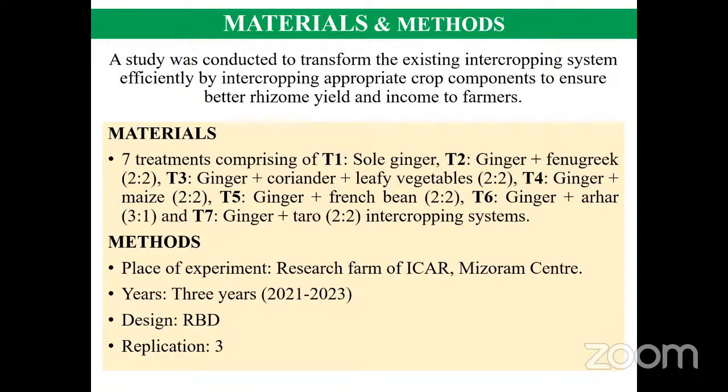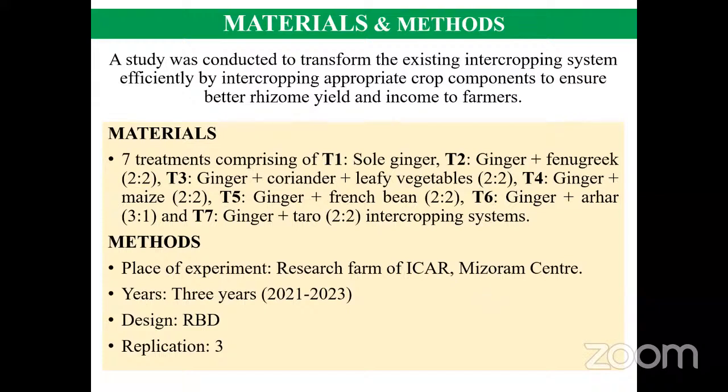These are the treatment materials. Treatment 1 comprised sole ginger, and treatment 2 is a combination of ginger and fenugreek in 2:2 ratio, meaning 2 lines of ginger intercropped with 2 lines of fenugreek. Treatment 3 comprises ginger, coriander, and leafy vegetables in 2:2 ratio, and treatment 4 is ginger and maize in 2:2 ratio.